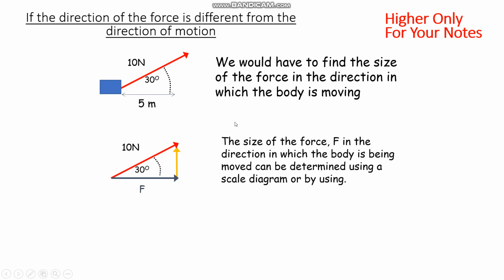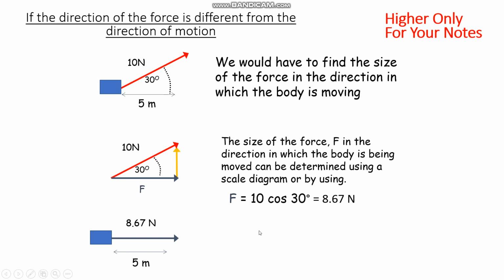Well, what we do is work out the component of that force in the direction in which we're moving it. The component of the force, hopefully you can see that's F there, the horizontal force, and it's adjacent to the angle, not opposite. So we're going to use that force F is equal to 10 cos 30. So 10 cos 30 gives us the size of that component, which gives us 8.67 newtons, and then our problem is nice and simple again. Work done equals force times distance, 8.67 times 5, which gives us 43.4 joules.